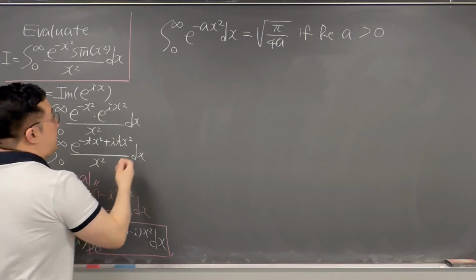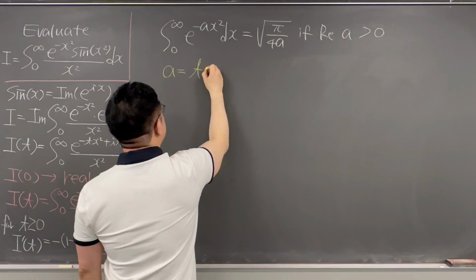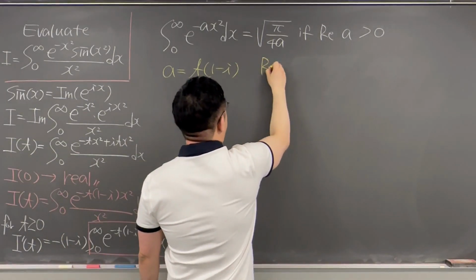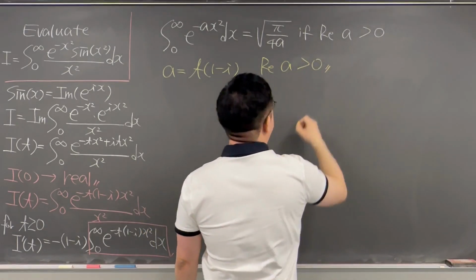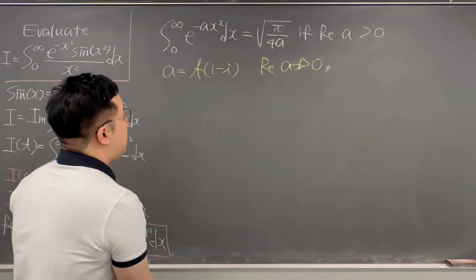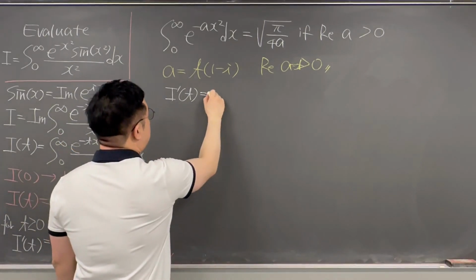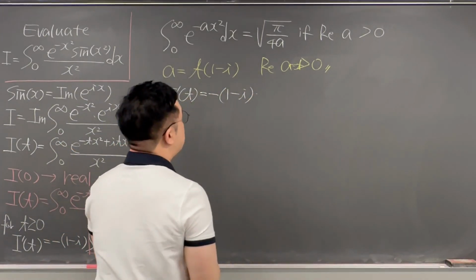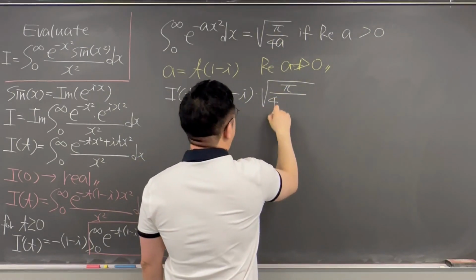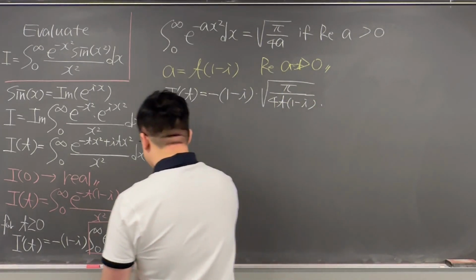In our case, a is going to be t times (1 minus i). So the real part of a in our case is greater than 0, which is equal to t. So that's why we can say this is I prime of t. I prime of t is going to be negative of (1 minus i), times the square root of pi over 4 times t times (1 minus i).